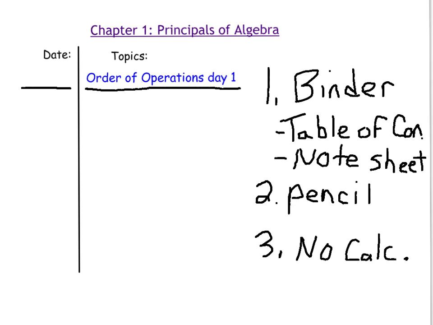So when you're watching these videos, it's very important to have your binder, and in your binder I already mentioned the table of contents and the note sheet. So you'll have the note sheet for order of operations day 1. And obviously you'll want a pencil, and I'm going to say no calculator for this first lesson, so we're going to do these with no calculator.